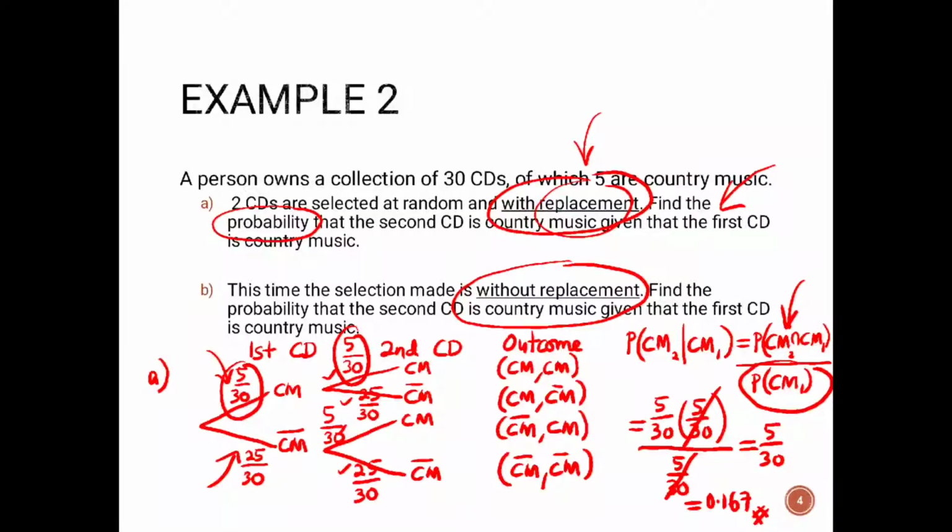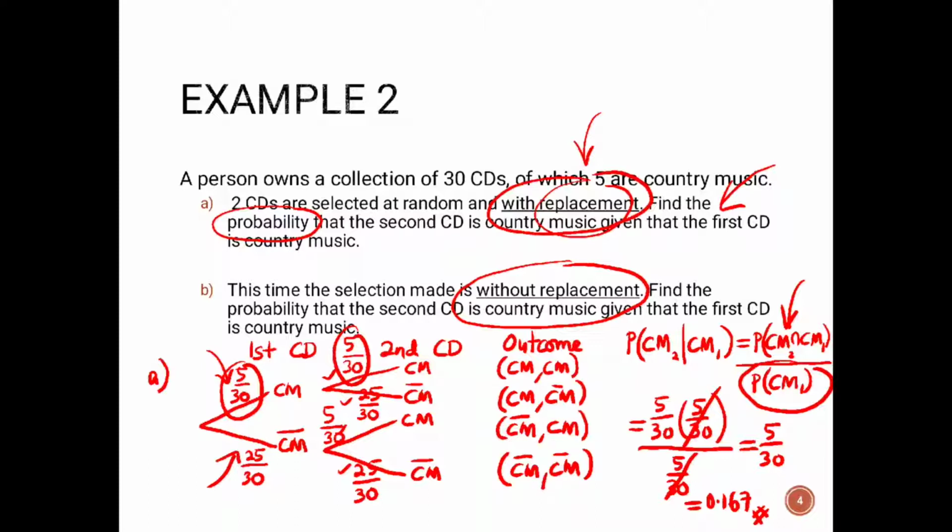Okay, now let's continue with the second question. This time, the selection made is without replacement. Find the probability that the second is country music, given that the first CD is country music. Okay, so let's use the same tree diagram. Basically the tree diagram will be the same. The difference will only be on the probability value.